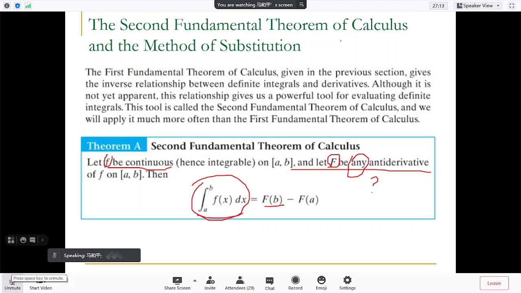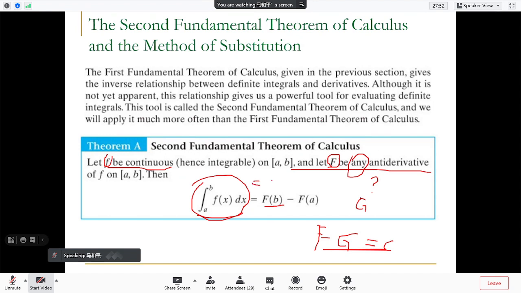Any antiderivative. This means F has infinite antiderivatives. You just find one, and the result is F(b) minus F(a). And if we find G, another function that is an antiderivative of F, then F minus G is a constant C, right? So here we use F(b) minus F(a).